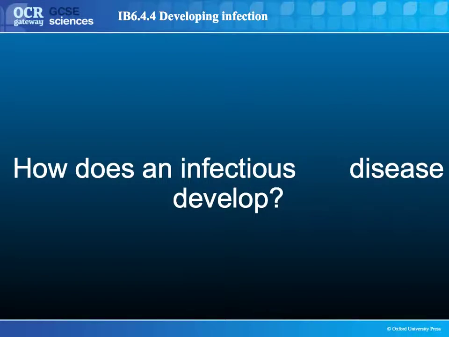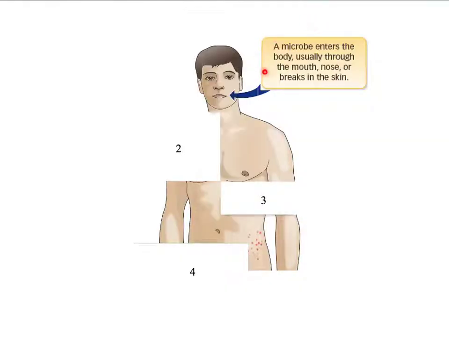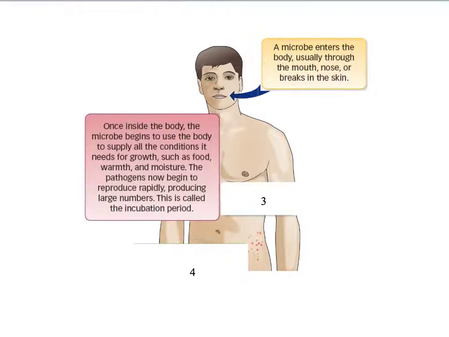So next we're going to look at how an infectious disease develops within the body. So first of all, we can see that a microbe will enter the body, usually through an opening within the body, such as a mouth, nose, or cuts or bites or injections into the skin. Once it gets inside the body and past the barriers that the body has to prevent pathogens from entering, the microbe begins to use the body to supply its conditions for survival. Now, the body will provide things such as warmth, nutrients and moisture. When they have these optimum conditions, they will begin to reproduce.